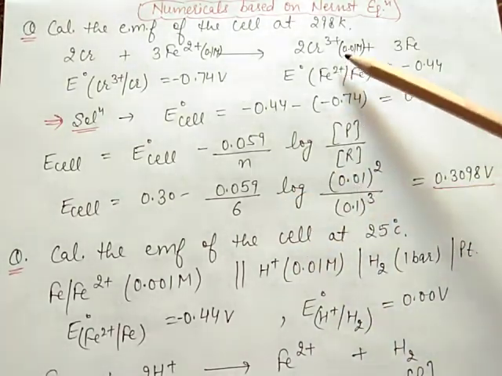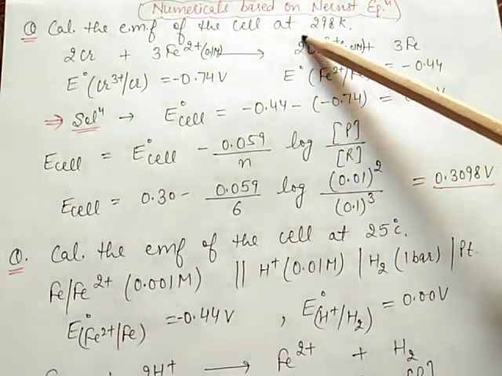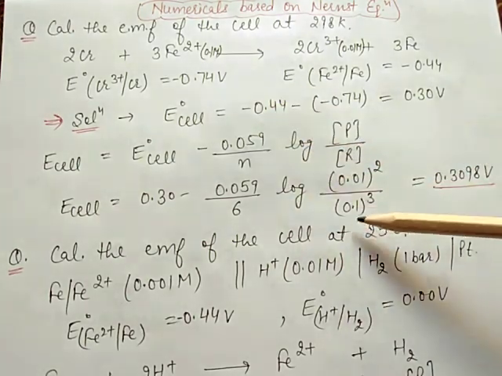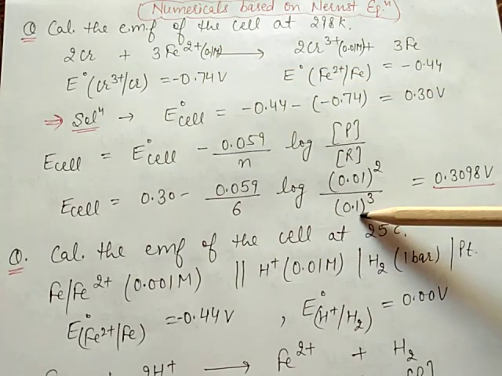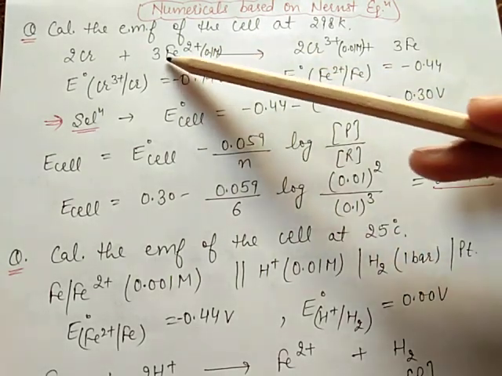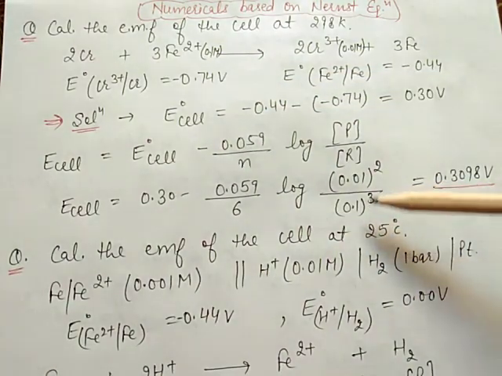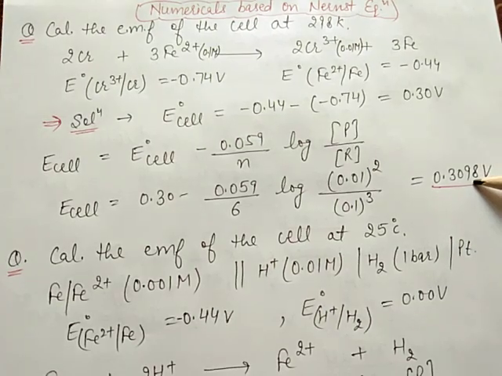The log of product value is 0.01 squared, because 2 moles are given, divided by the concentration of reactant, that is 0.1, and here 3 molecules are given, that is power of 3. After calculating, this is the answer.